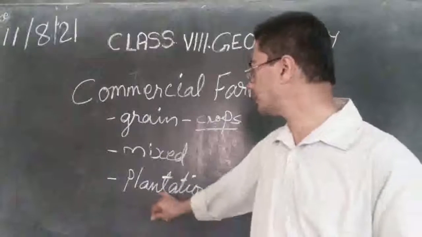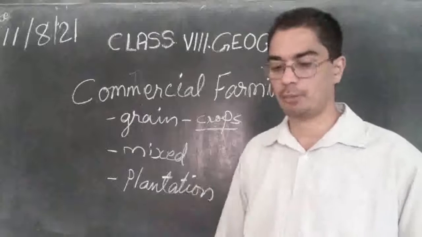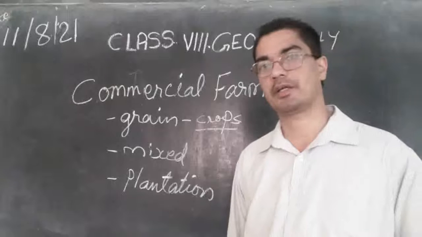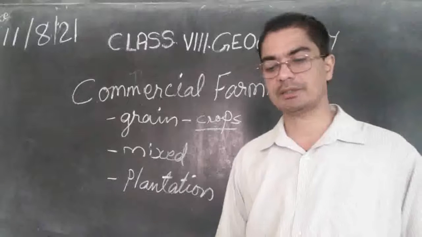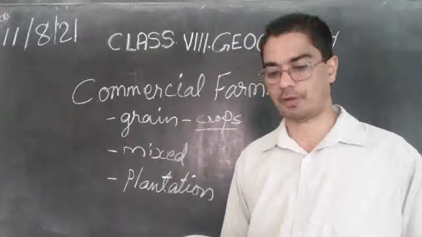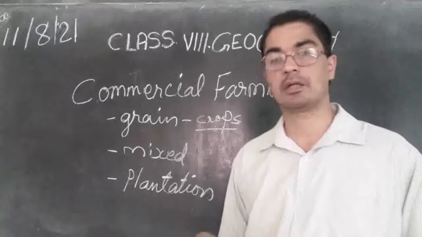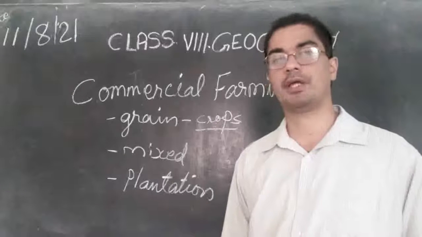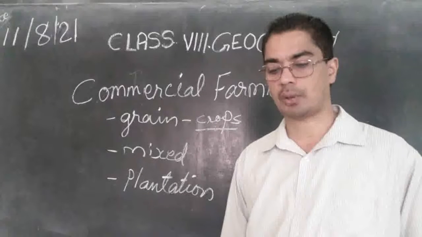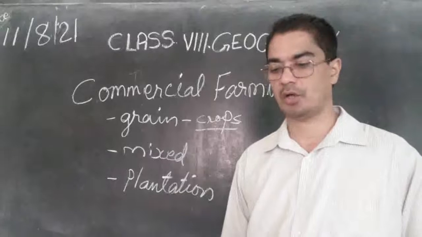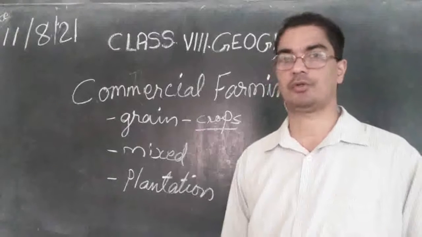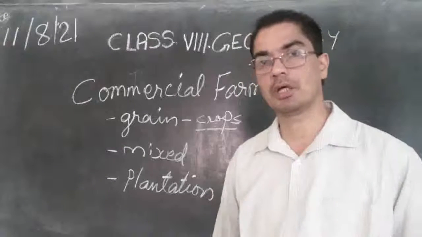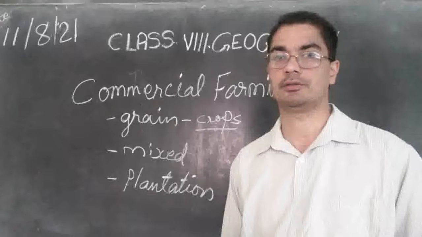Now we come to the third type of commercial farming, that is plantation agriculture. So let's see what plantation agriculture is. Plantations are a type of commercial farming where a single crop of tea or coffee or sugarcane or cashew or rubber or banana or cotton is grown. You can underline that sentence. So what is the commercial plantation?